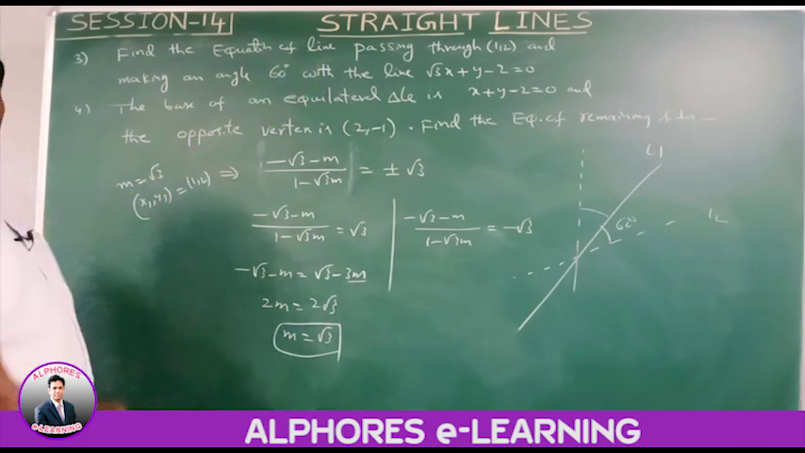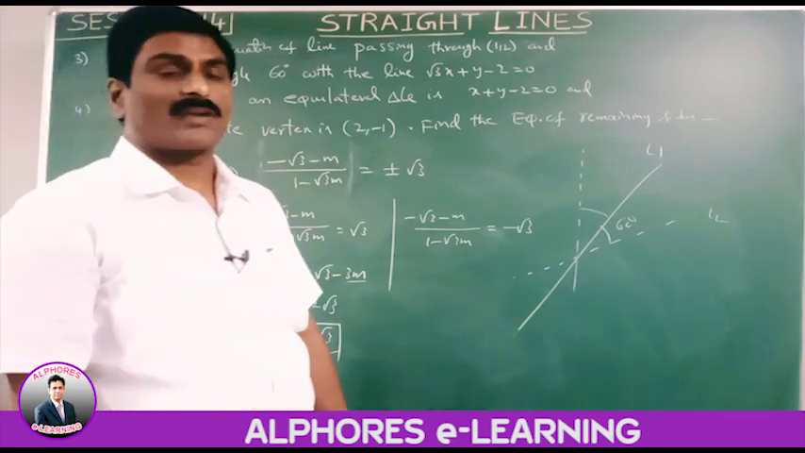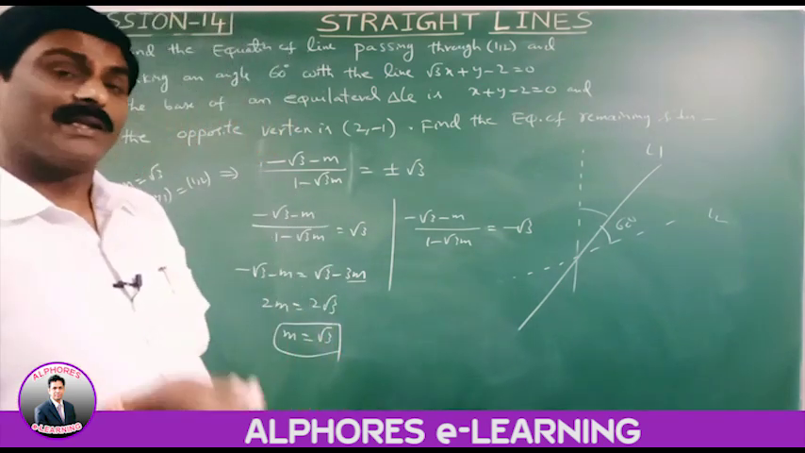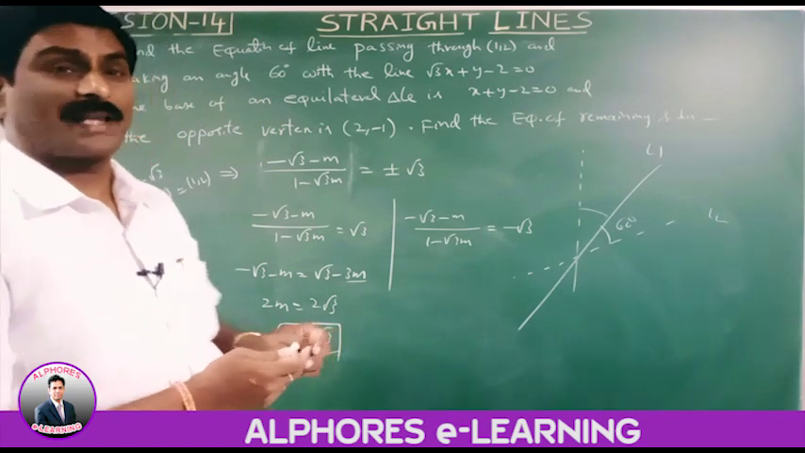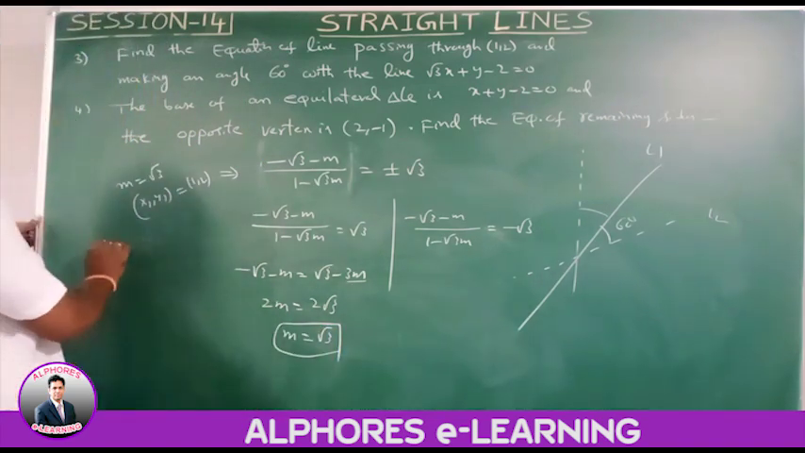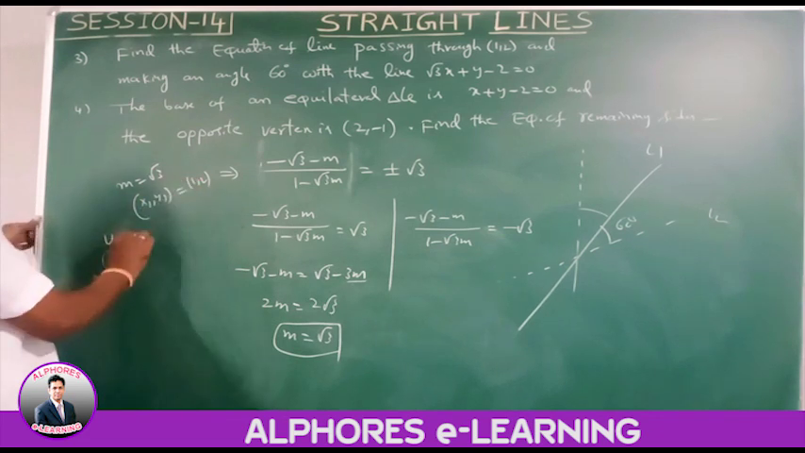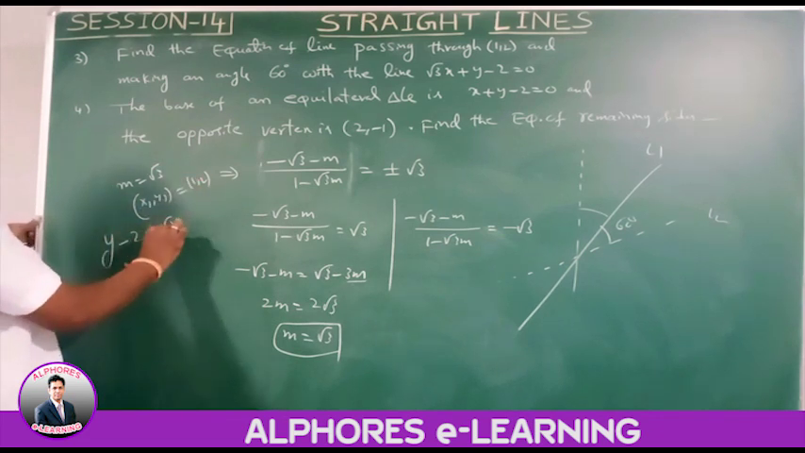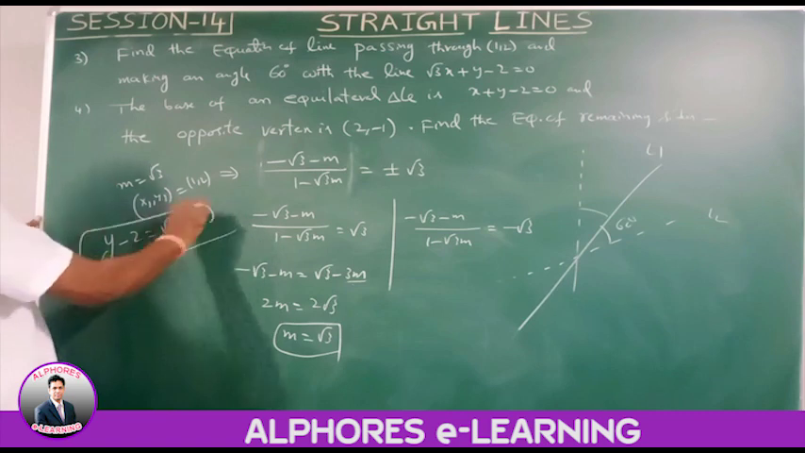If slope and point are given, what is the equation of the line? y minus y1 is equal to m into x minus x1. Or if a by b is the slope of the line, the equation is ax minus by is equal to ax1 minus by1. By using that property, we find the equation of the line. y minus y1 means y minus 2 is equal to root 3 into x minus 1. It is the equation of the first line.